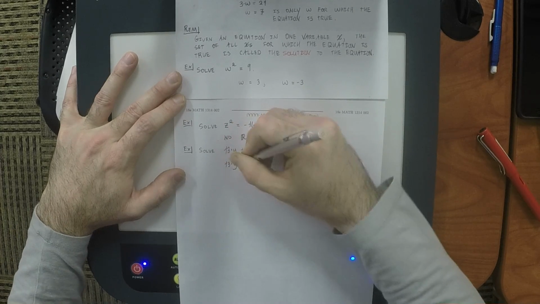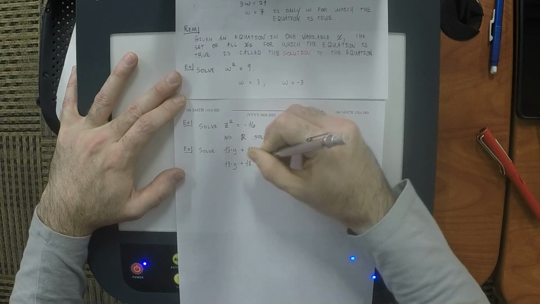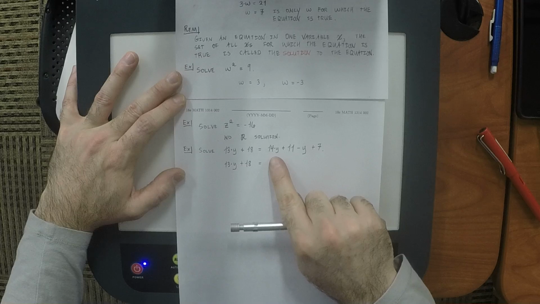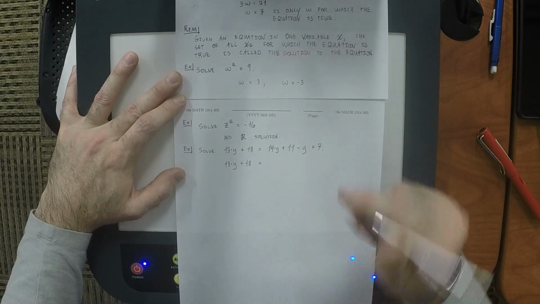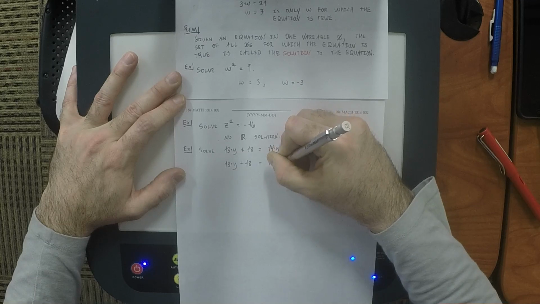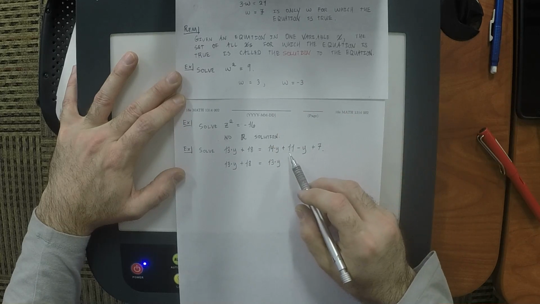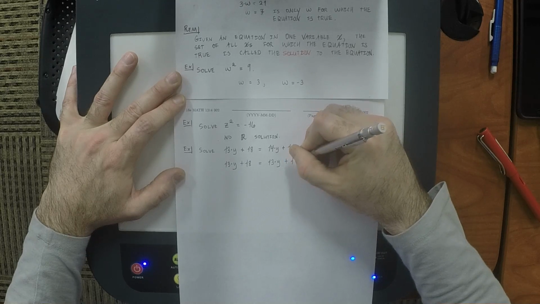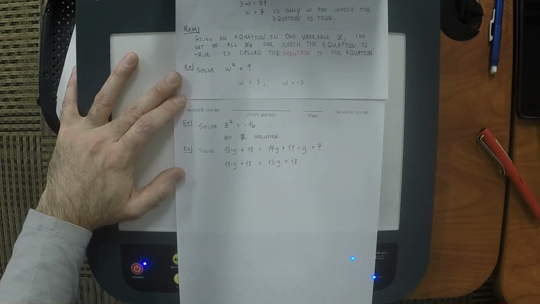13 times y plus 18 is equal to, well, I see 14 y's and then subtract 1 y. So we've got 13 y's. Then I see that we have 11 units and 7 more units, so that we have 18 units. And now we could, for example, subtract 13y from both sides.